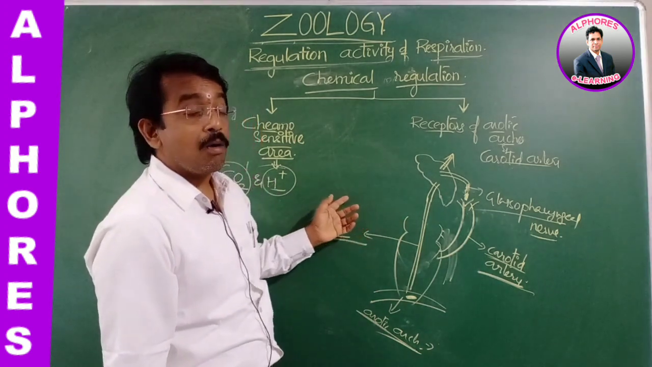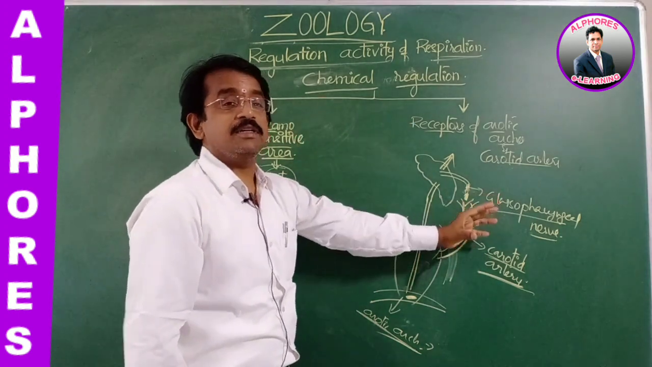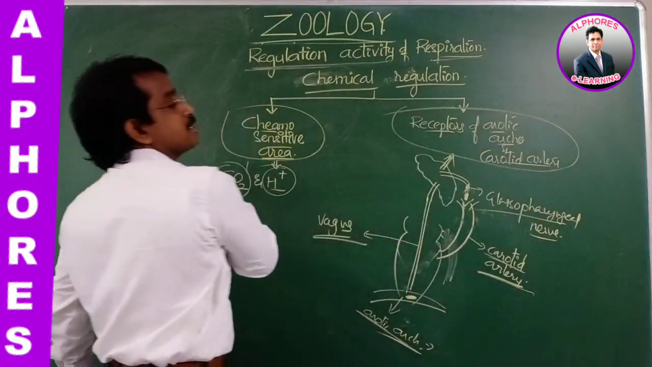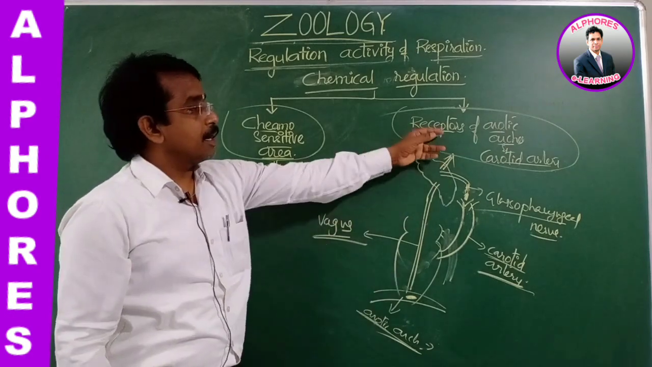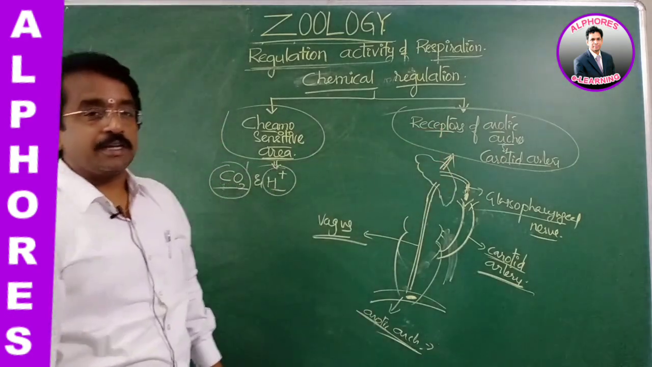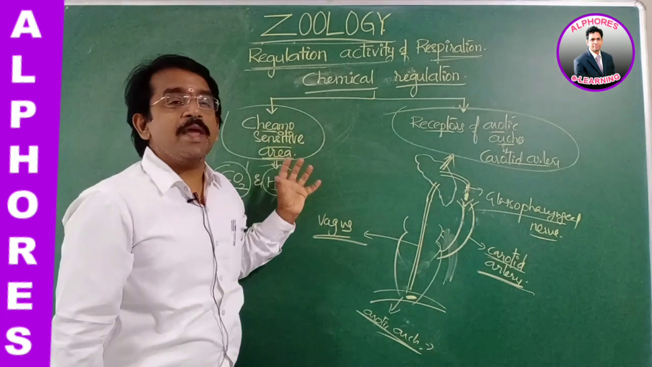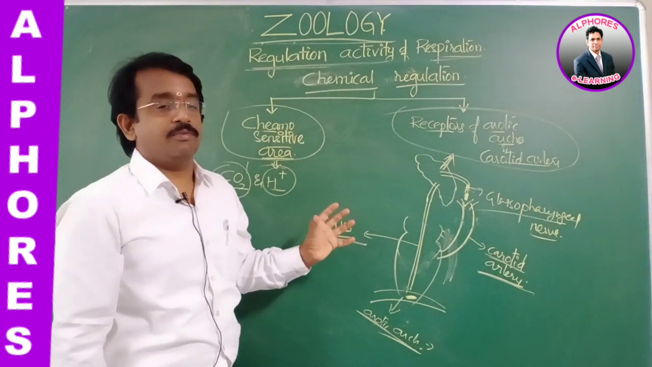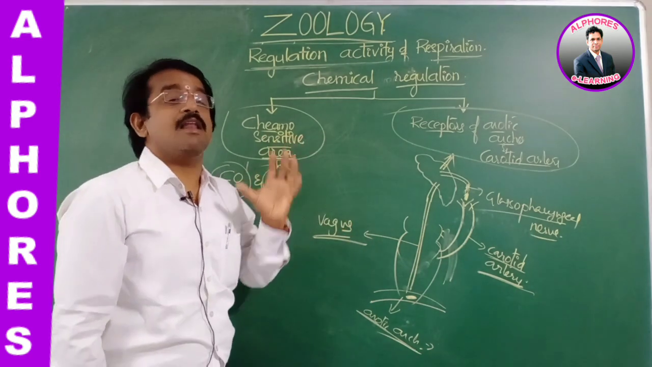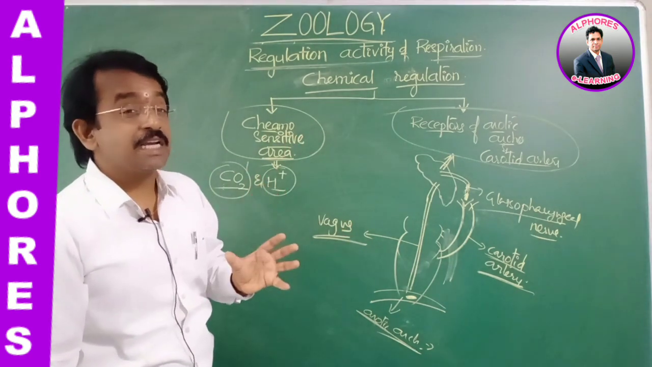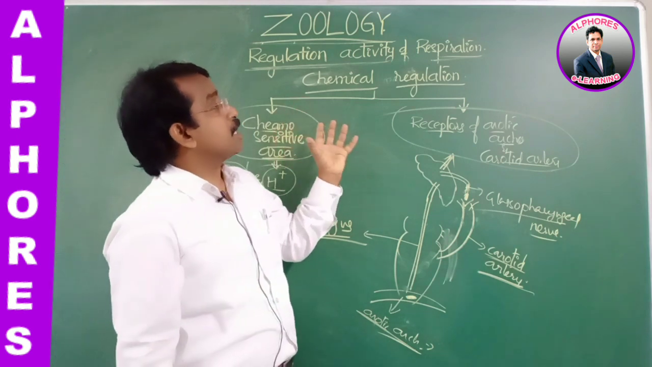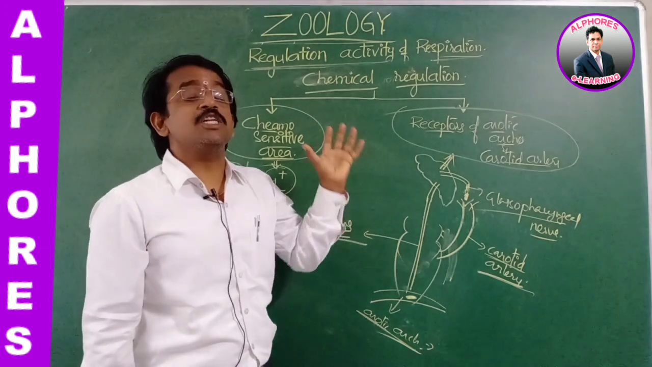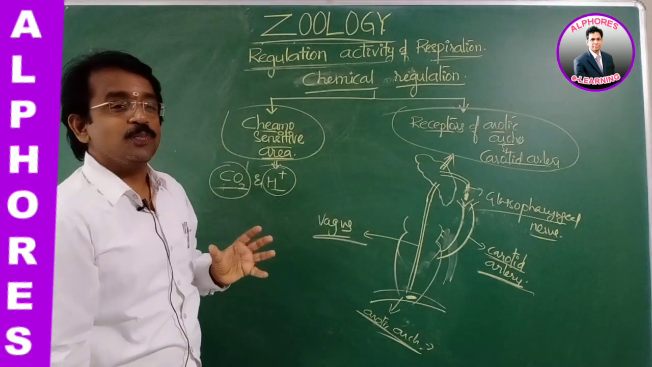So this is how the chemical activity, which includes the chemosensitive area and the receptors of the aortic arches and the carotid artery, all explains the detection of CO2 itself, which means the respiration regulation activity is significant towards the CO2.